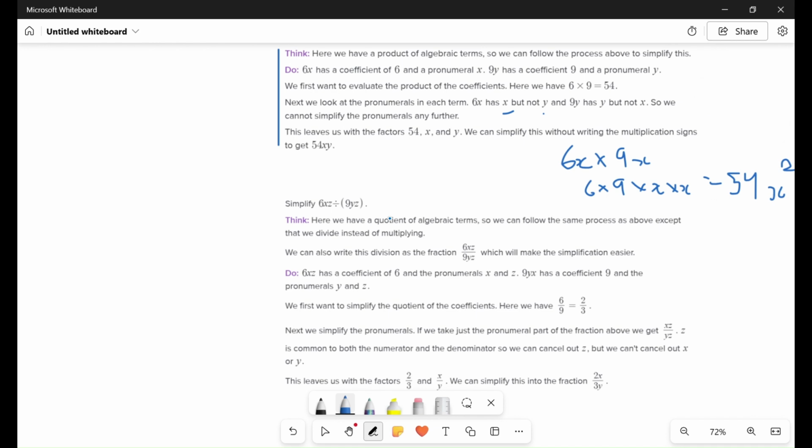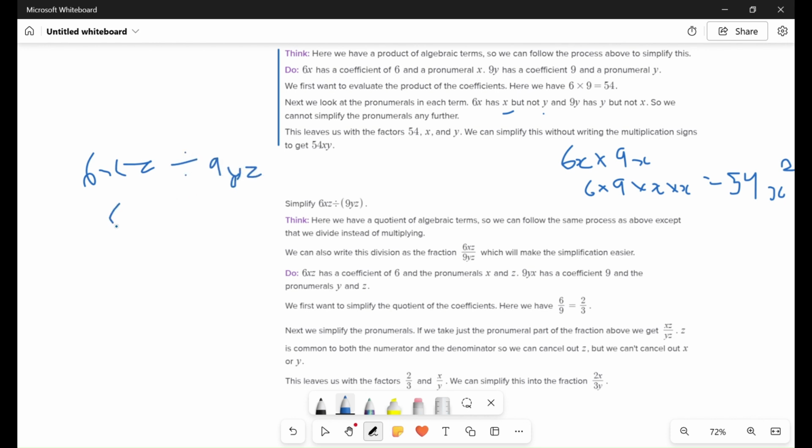Now here we have a quotient of algebraic terms, so we can follow the same process as above except that we divide instead of multiplying. We can also write this division as a fraction. Whenever you're doing your e-assessments or whenever you're writing, do not write it like this. Do not use this division symbol.